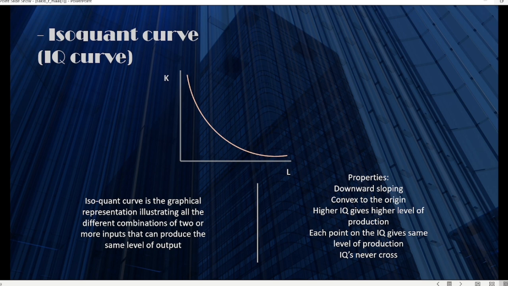Example, suppose 5 units of labor plus 2 machines produce 100 units of goods. Similarly, 3 units of labor plus 3 machines might also produce 100 units. Both combinations will lie on the same isoquant curve.